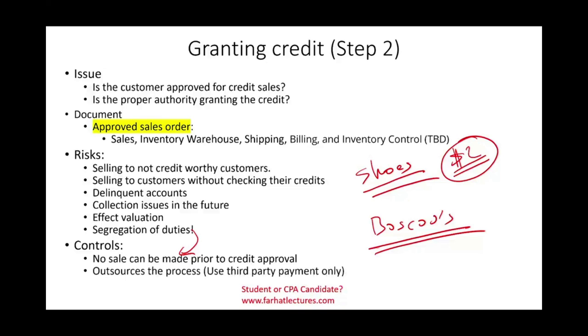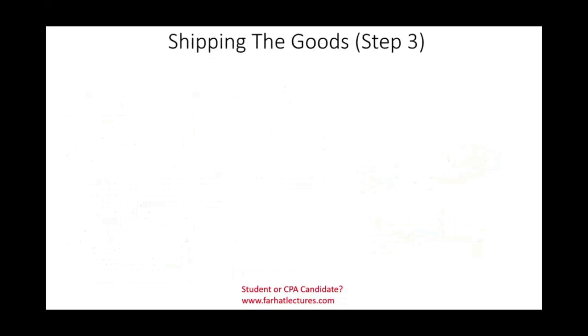That's the whole point. And some companies outsource the whole process. Use Visa. Visa and credit cards are basically outsourcing the credit process, because you are letting Visa, the banks that issue the Visa and the credit card, worry about this credit approval process and take the credit risk. So this is granting the credit. Now that's an important step.